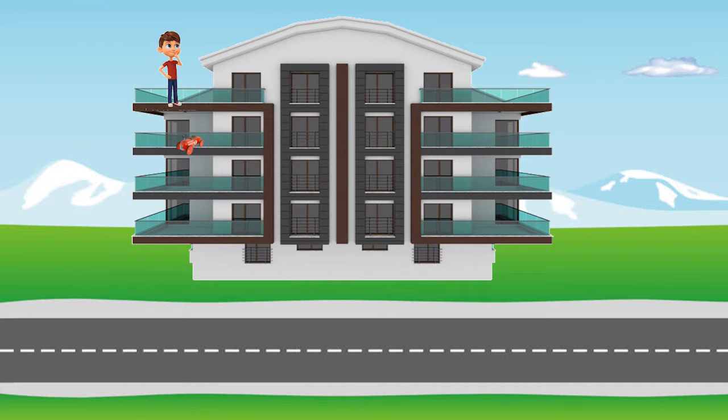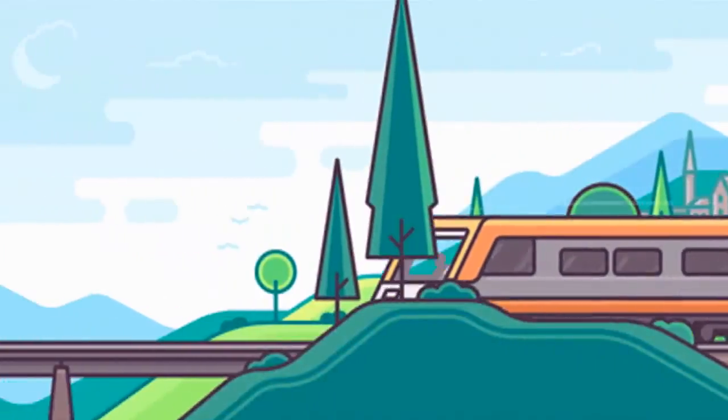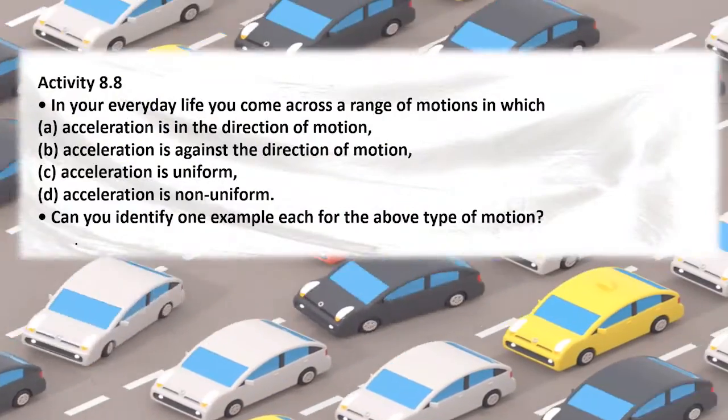In activity 8.8, you are given 4 instances whose examples are supposed to be given by you. The examples are A. Dropping off an object, B. Applying brakes to a running car, C. A moving train, D. Vehicles in traffic.